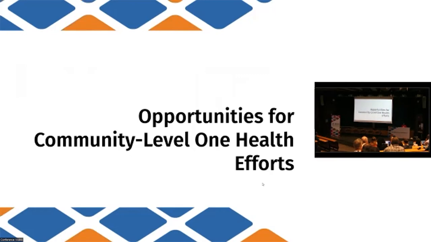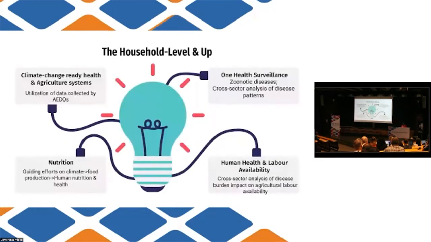So we also have identified opportunities for community level One Health efforts. We are looking at us as a ministry being able to provide climatic data to the Minister of Health, and for them to be able to utilize that information that we collect by the extension workers for their own systems. And also we are looking at guiding efforts on how we can link between climate change, food production that affects human nutrition and health. And also we have the One Health surveillance that as a ministry, we are part of the team that we do work together in terms of surveillance of zoonotic diseases.